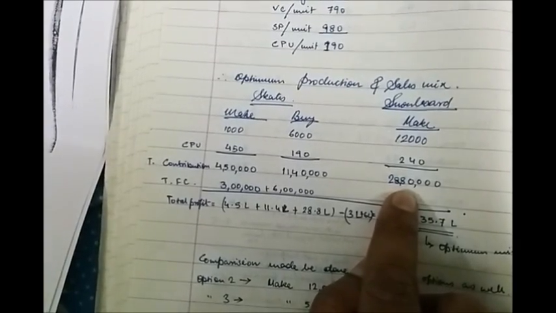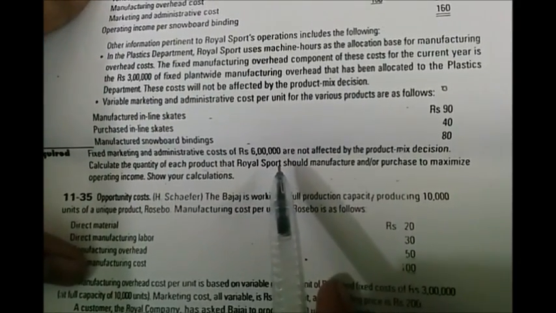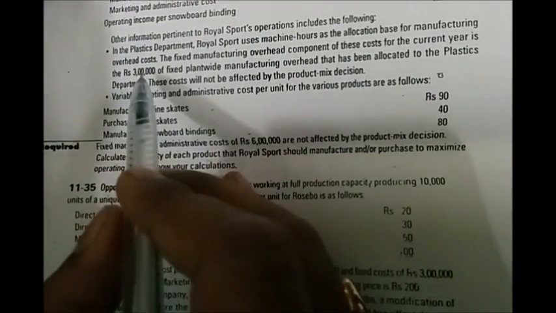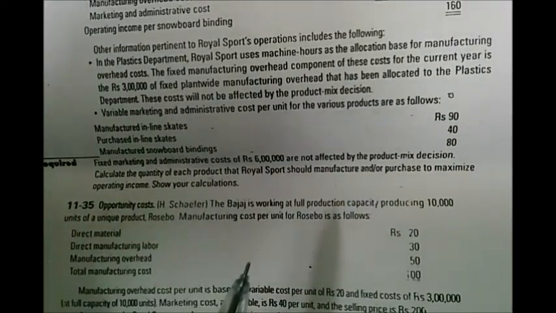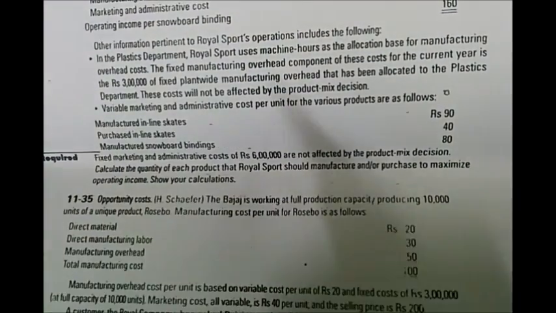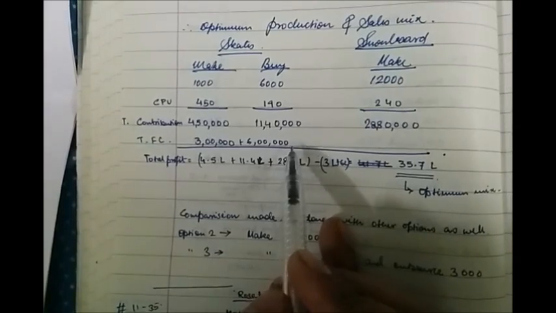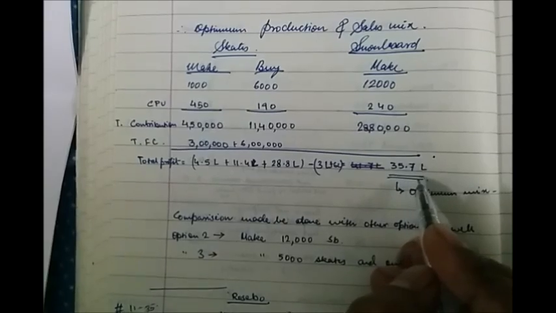Also given in the question, there is a fixed marketing and distribution cost of 6 lakh rupees, my bad. And also there is a fixed manufacturing overhead cost of 3 lakh rupees. So whatever you make or buy, these are fixed costs. This will be incurred, whatever your decision. So 3 lakh and 6 lakh, we have noted that down. Total fixed cost, 3 lakh and 6 lakh, which we have deducted from the contribution. Contribution minus total fixed cost gives us the profit for the optimum mix, that is 35.7 lakhs.